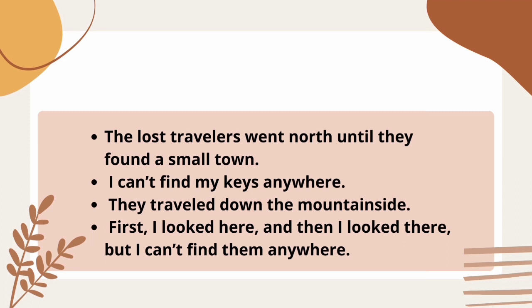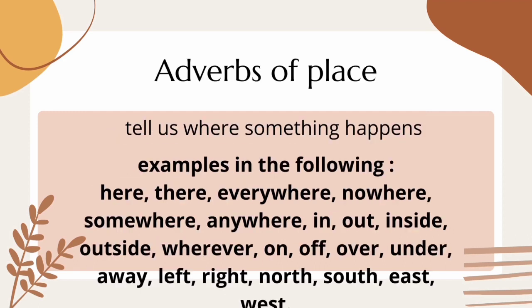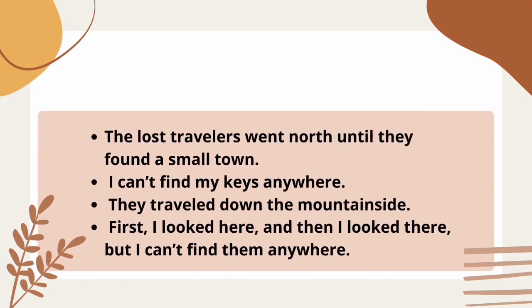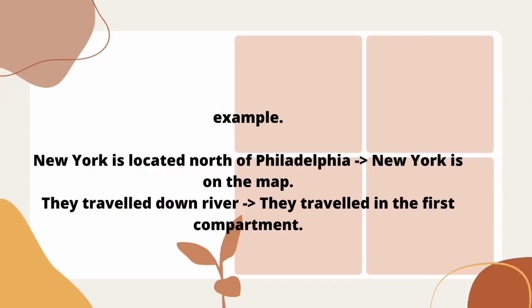Many times, adverbs of place can be used as prepositions as well. The difference is when the phrase is used as an adverb, it is modifying a verb. When it is used as a preposition, it is always followed by a noun. For example, New York is located north of Philadelphia. Another, they traveled down a river.